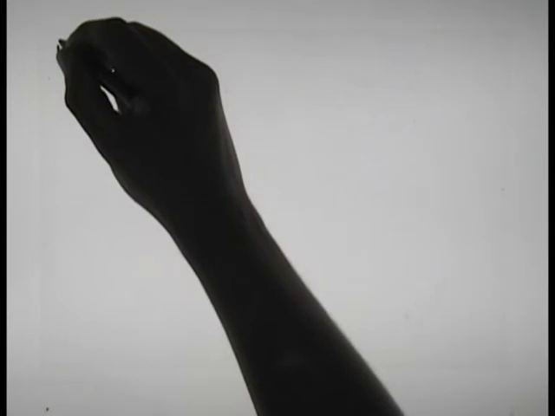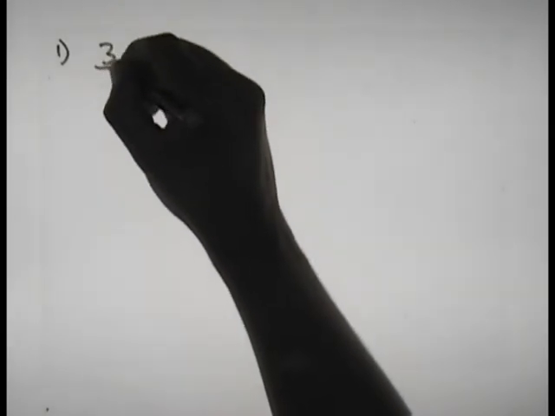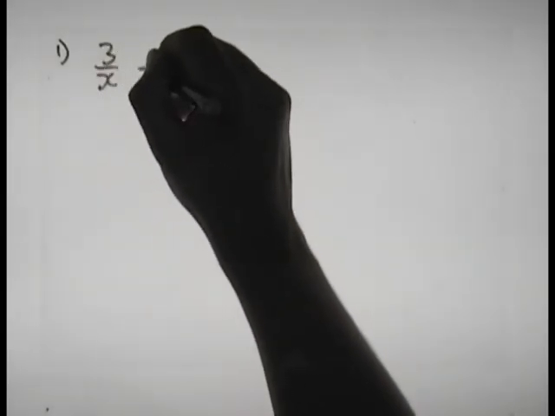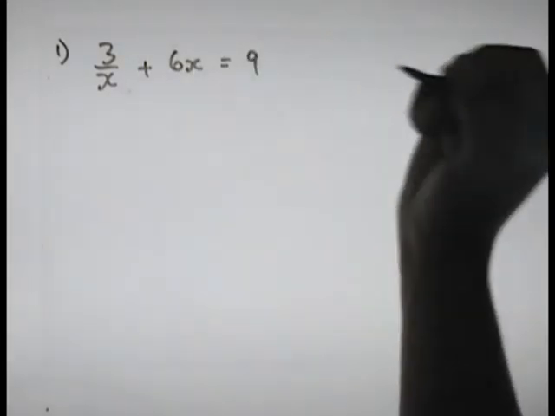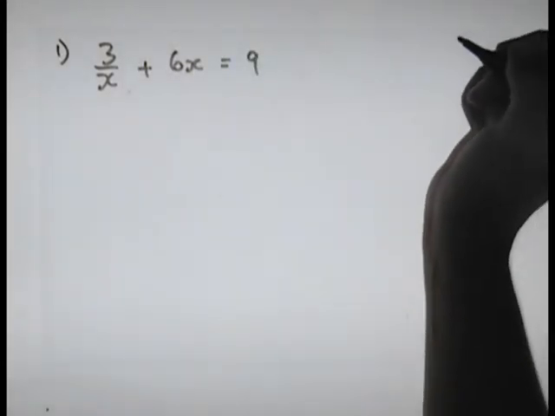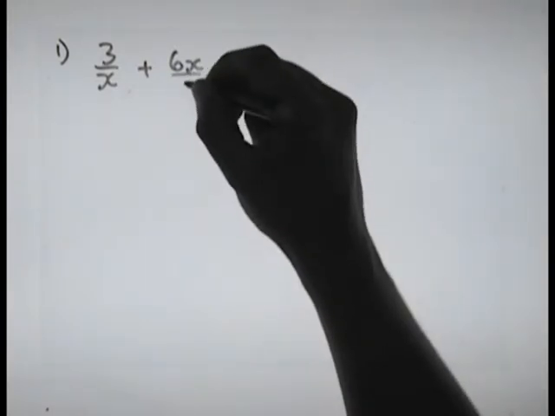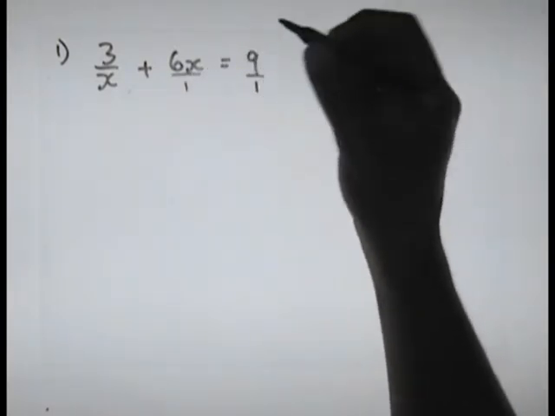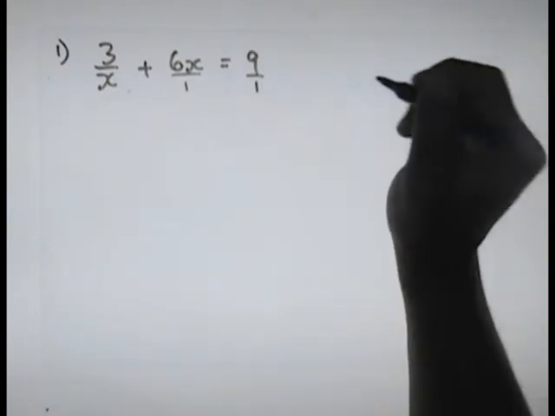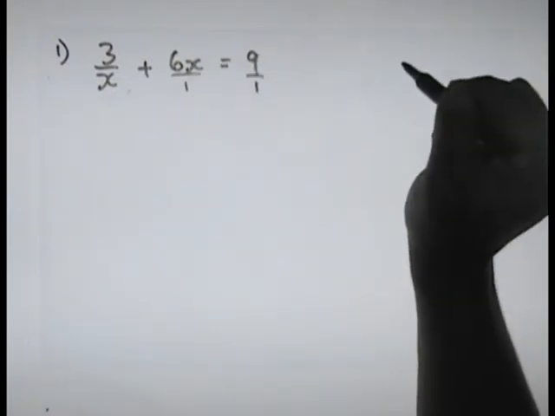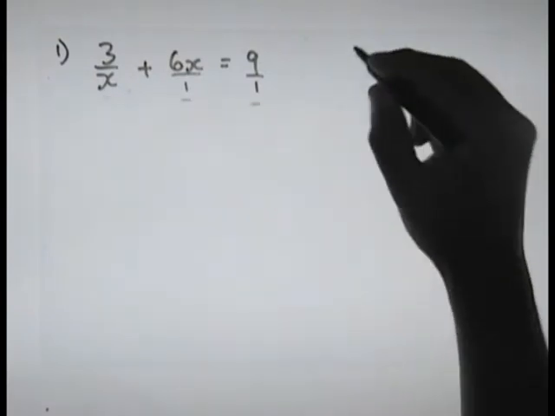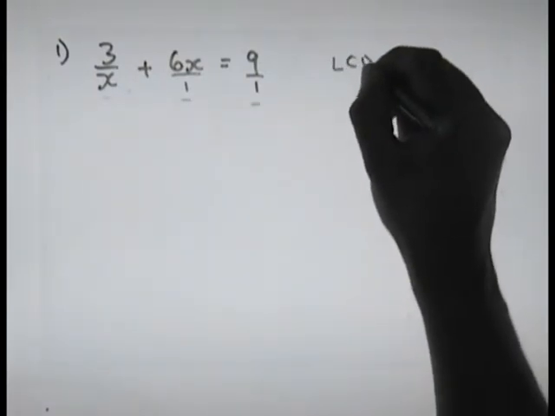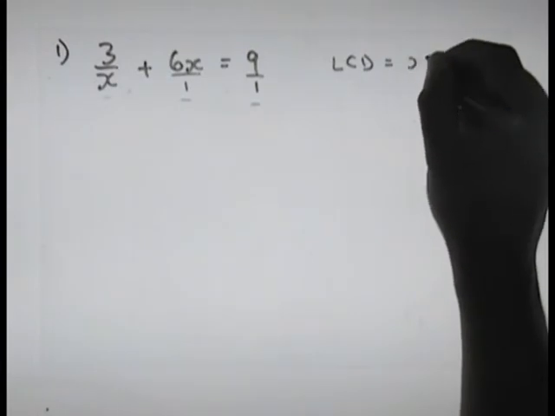The first one I gave you to do read 3 over x plus 6x is equal to 9. I'm going to start by making each of these over 1. 9 is the same as 9 over 1. 6x is the same as 6x over 1. Now I look at my denominators. My LCD, or my lowest common denominator, is equal to x.